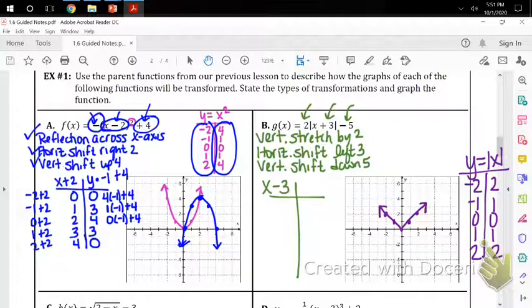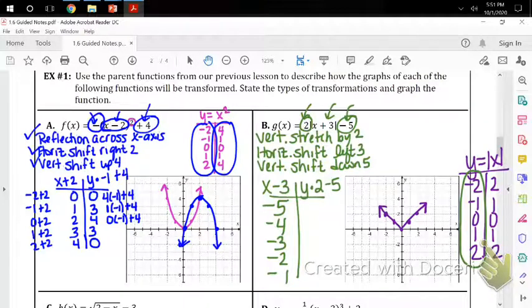Now the others are my y. So I see times 2 and minus 5. Y does what it's supposed to. So we're going to multiply first and then subtract. Let's take the x values over here and subtract 3 from them. So negative 2 minus 3, negative 1 minus 3, 0 minus 3, 1 minus 3, and 2 minus 3.